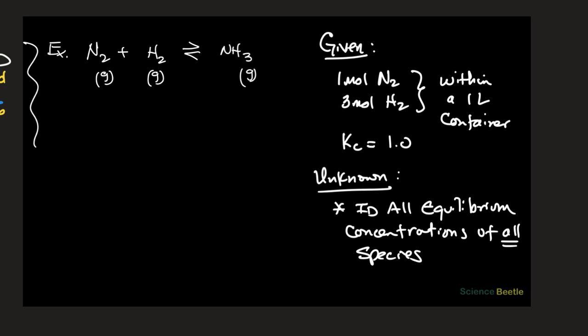And so what we want to be able to do is to identify here the unknown, which is the identity of the equilibrium concentrations for all of the species, which means I need to know the concentration for the nitrogen gas, the hydrogen, and the NH3. So in order for us to do all of this, first we need to make sure we balance. So let's go ahead and balance that out first, right now.